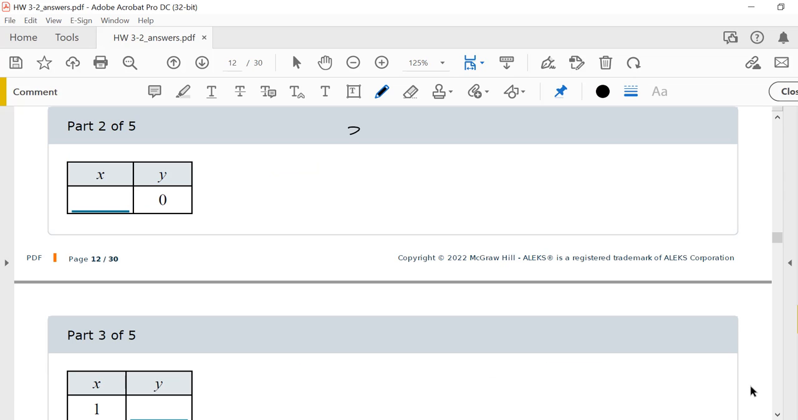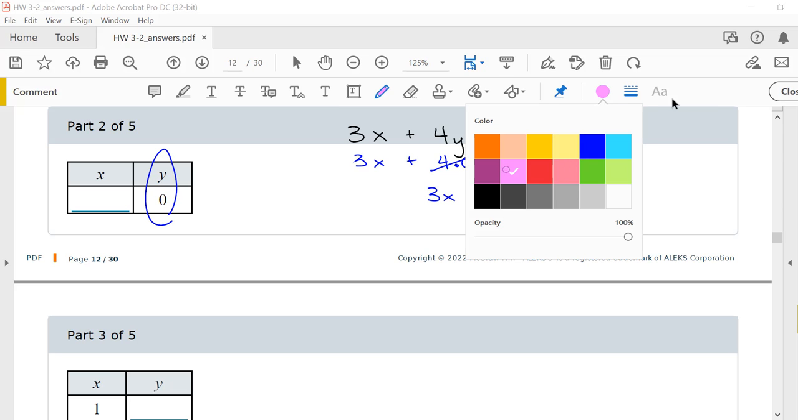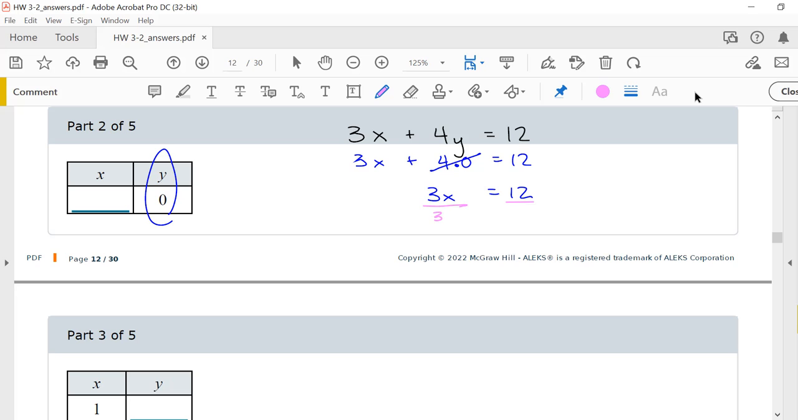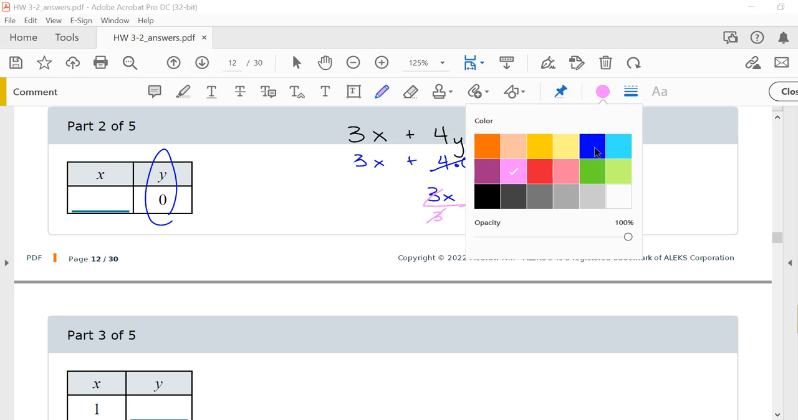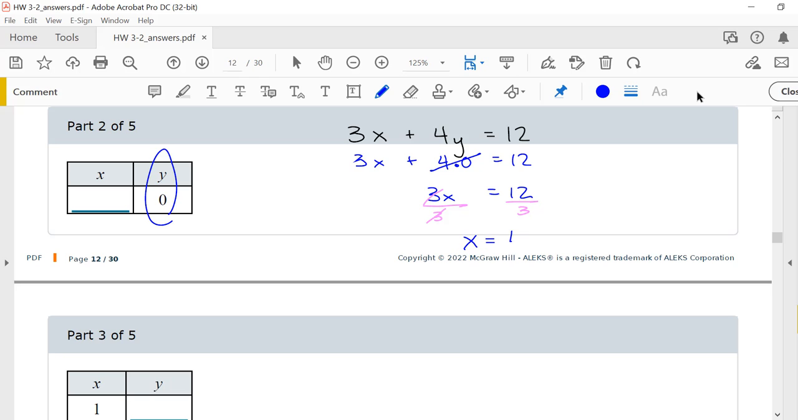For the second point, 3x plus 4y equals 12. This time, y is 0. So I'm going to have 3x plus 4 times 0 equals 12. 4 times 0 is 0. That's gone. So I'm left with 3x equals 12. To get x by itself, I need to divide both sides by 3. So I get x equals 12 divided by 3, which is 4. My point is 4, 0.